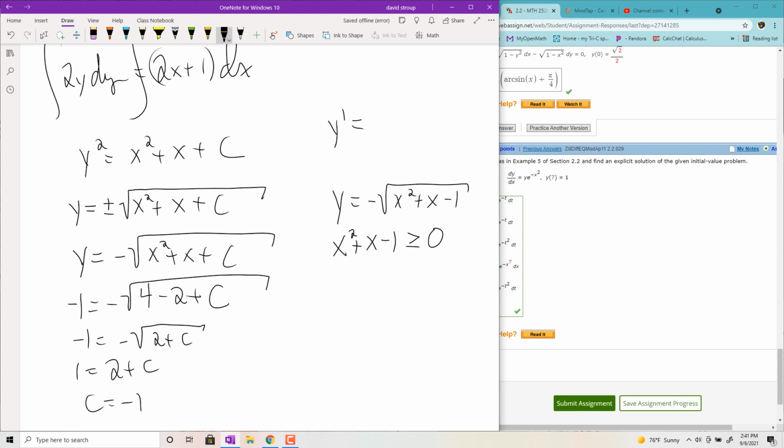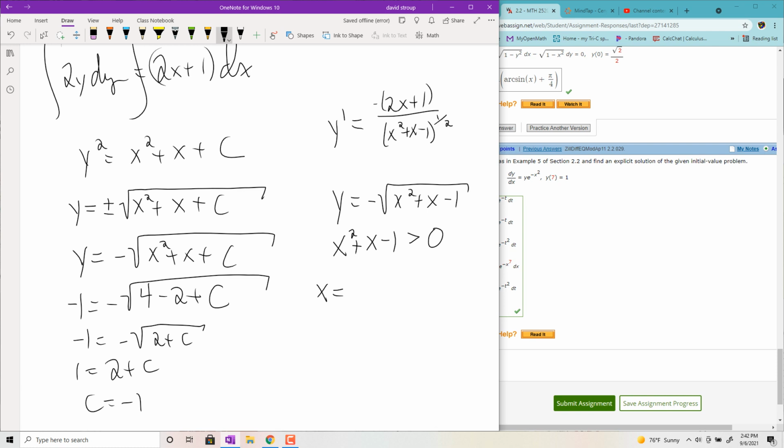So the derivative would be like 2x plus 1, and there's a negative floating around. From the chain rule, you get the 2x plus 1, and then you get the x squared plus x minus 1 to the 1/2 down here. So you wouldn't be allowed to use the equals because the derivative would have an issue there. But we need to make sure this works.